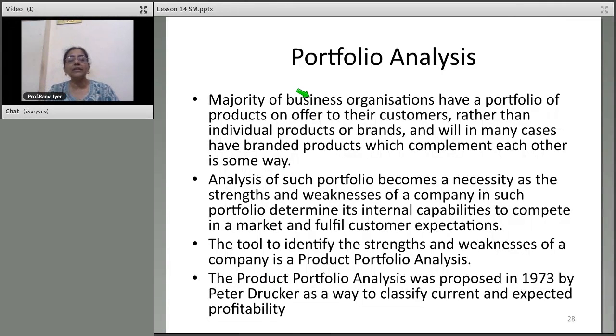So what is portfolio analysis? Majority of business organizations have a portfolio. Portfolio means what? Portfolio means a group of products which they offer to their customers. Crashing concept. Let me go through what you're asking. What is crashing concept? Where have I written crashing concept?